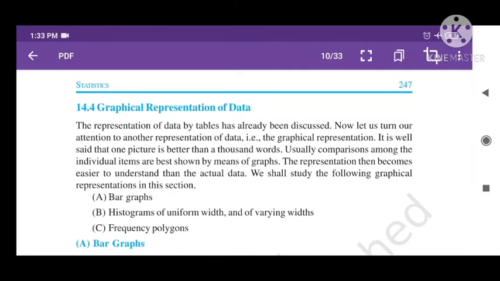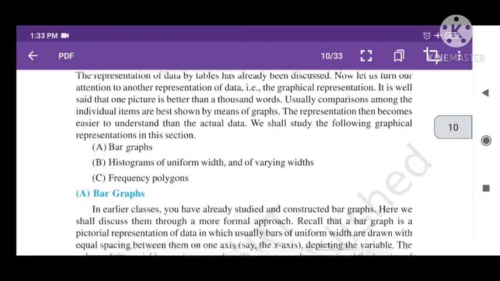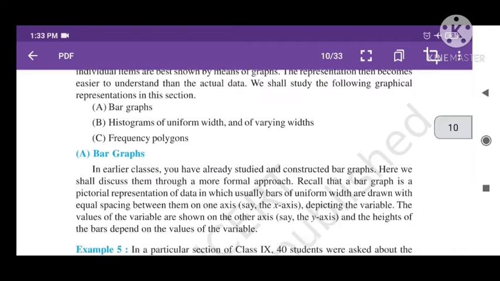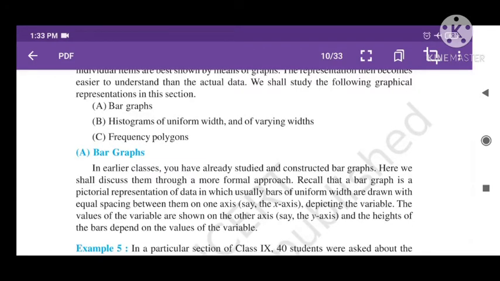So first we learn about the bar graph. What is meant by a bar graph? You have already studied the bar graph in your lower classes. So what is that bar graph? The bar graph is a pictorial representation of data in which usually bars of uniform width are drawn with equal spacing between them, one axis depicting the variable. So what are the axes? X axis and y axis.